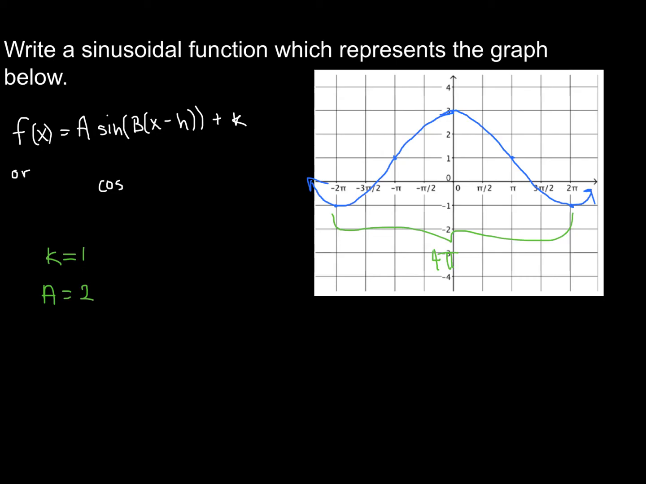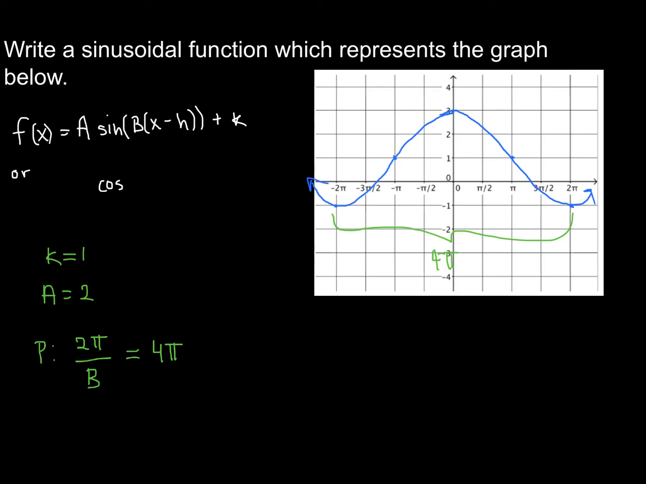And so remember, our period is 2 pi divided by b. And we know that this is equal to 4 pi. So what is my b value? Well, let's solve for b. Go ahead and pause the video, try that on your own.